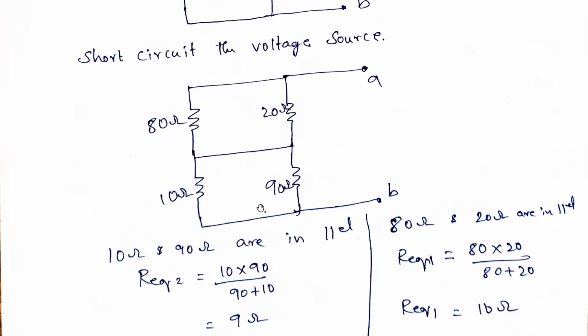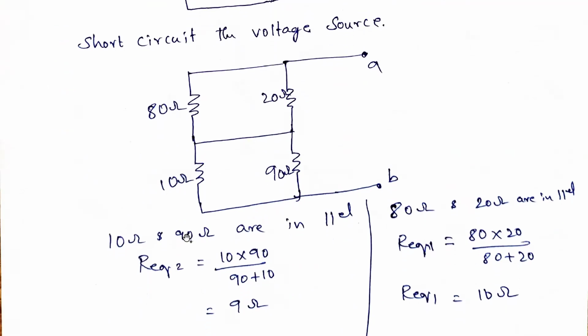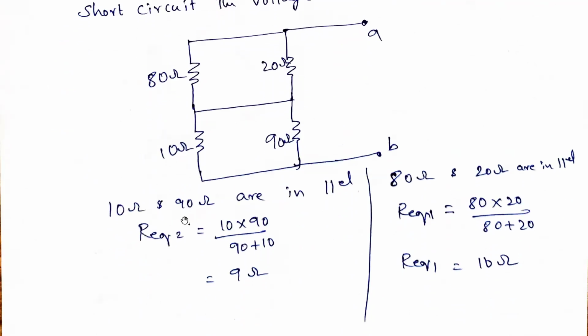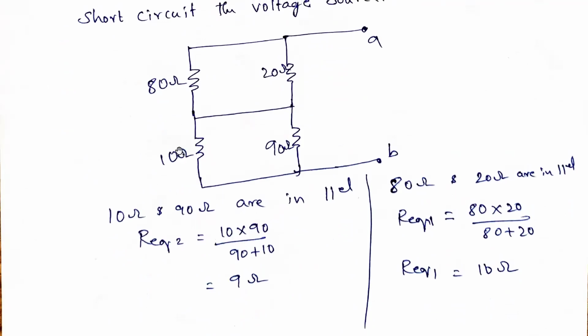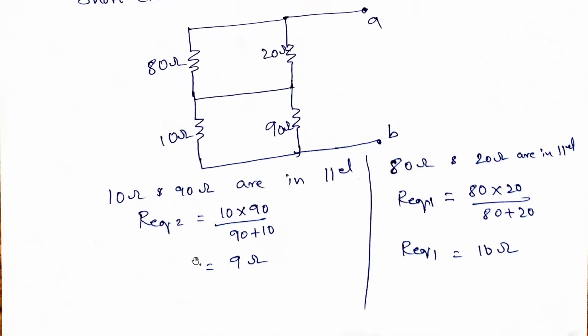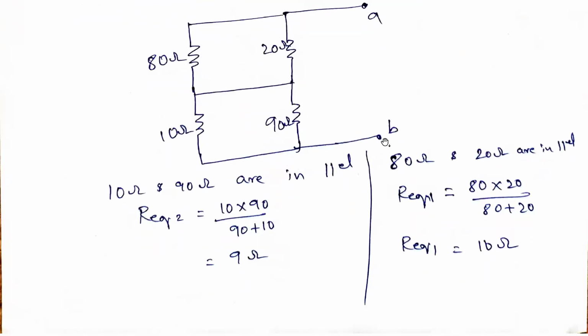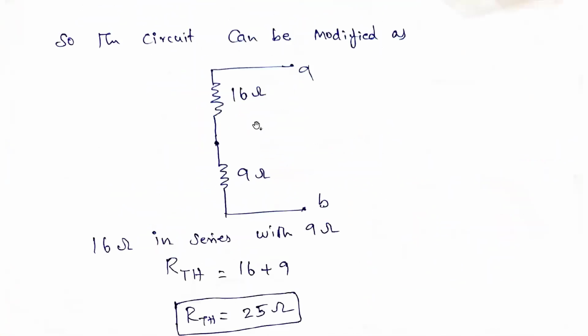So if you see this circuit, this 10 ohms and 90 ohms are in parallel, and 80 ohms and 20 ohms are in parallel. So if you find out the equivalent for this 10 ohms and 90 ohms, it is 10 into 90 divided by 90 plus 10. While simplifying, we'll get 9 ohms. Here also 80 and 20 ohms are in parallel. So if you find the equivalent, it is 80 into 20 divided by 80 plus 20. It is 16 ohms. So now these two are in series.